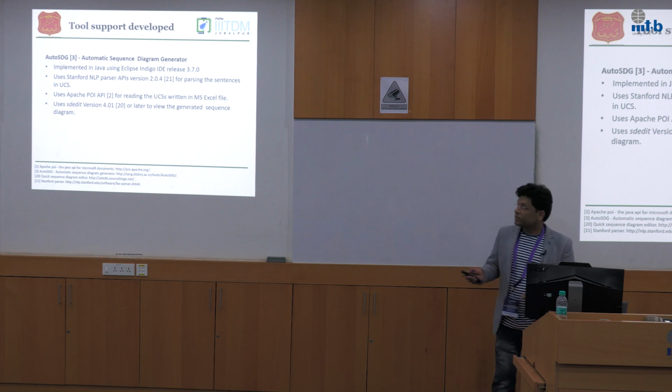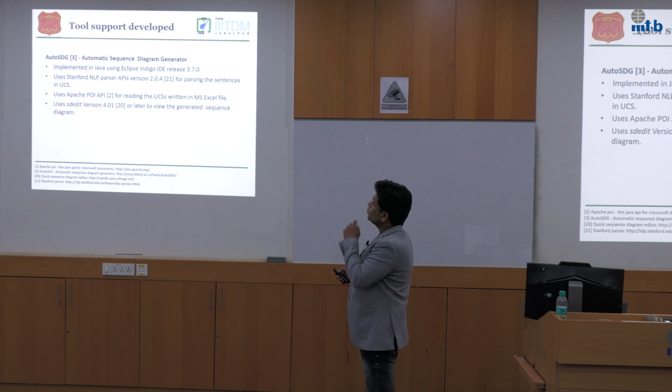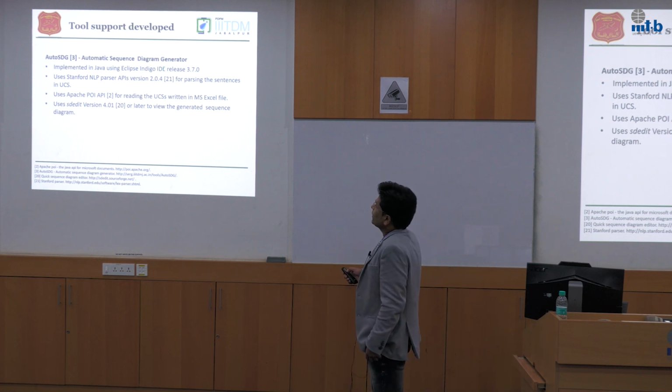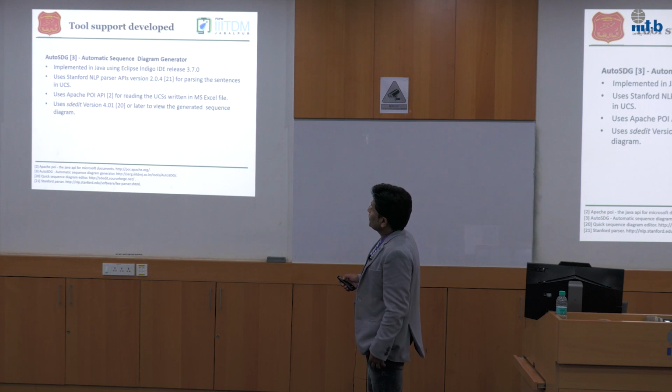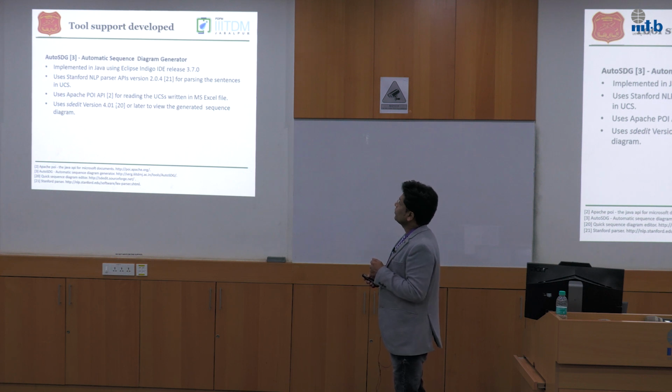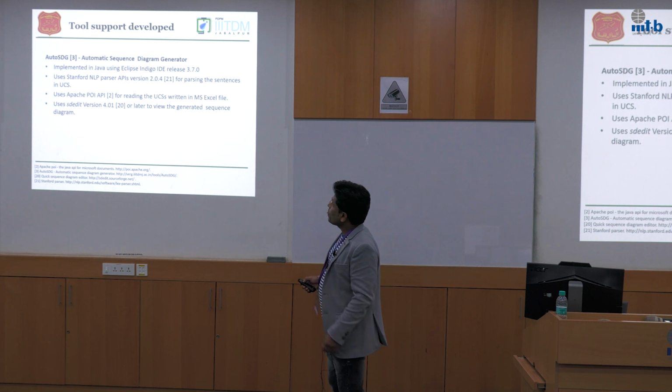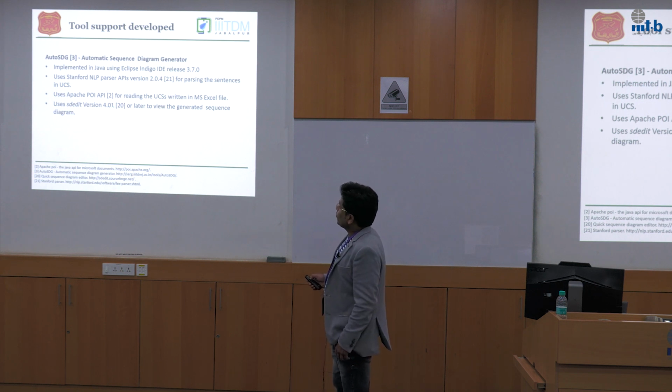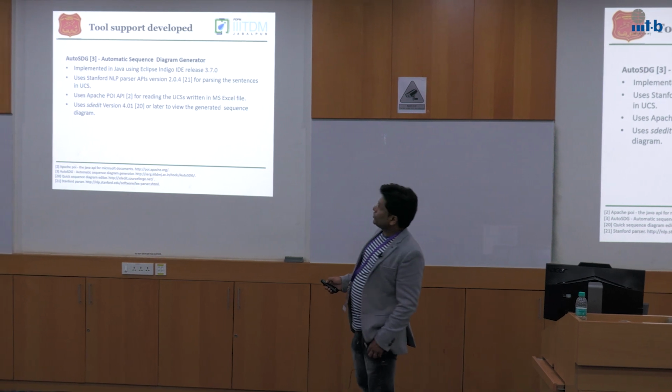We have implemented this whole approach in a tool, the automatic sequence diagram generator. It is implemented in Java using Eclipse Indigo 3.7. We have used the Stanford NL Parser API version 2.0.4. At that time, it was the latest. We also used the Apache POI API to read the UCS written in an MS Excel file. So our approach reads the UCS, the use case specifications, from the Excel file, and we used SD edit version 4.0 to generate the sequence diagram.